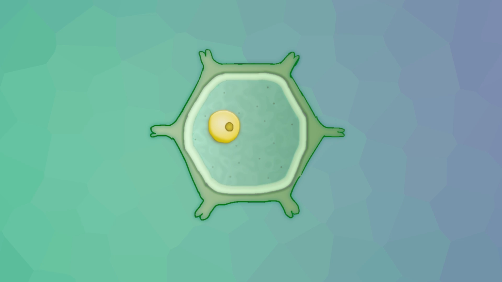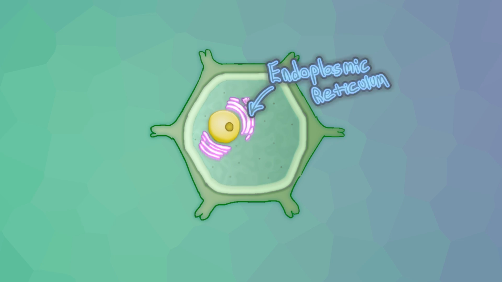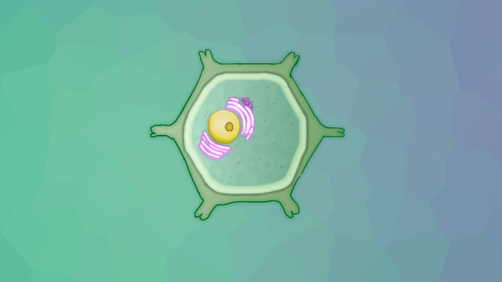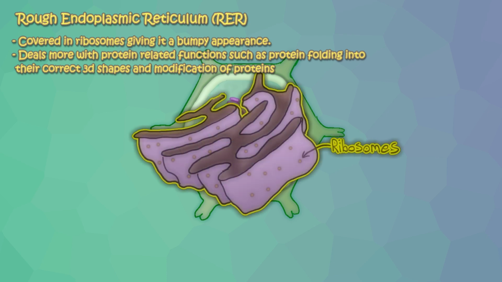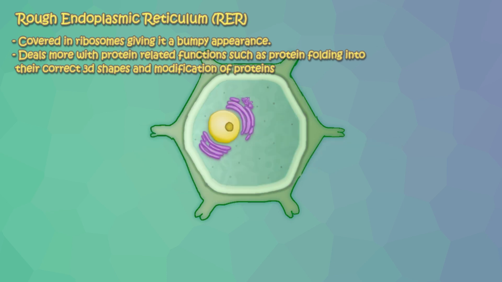Next, we have the endoplasmic reticulum, which is one big network made of two parts, the rough endoplasmic reticulum and the smooth endoplasmic reticulum. The rough endoplasmic reticulum is called so because it is covered in ribosomes, giving it a bumpy appearance. This section deals more with protein-related functions, such as protein folding into their correct 3D shapes, modification of proteins, or transport to the Golgi apparatus, which will be explored later.